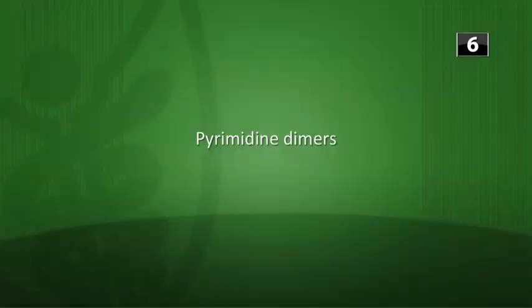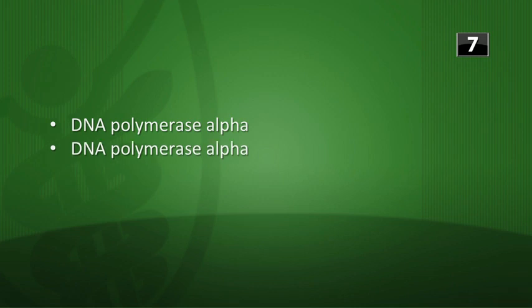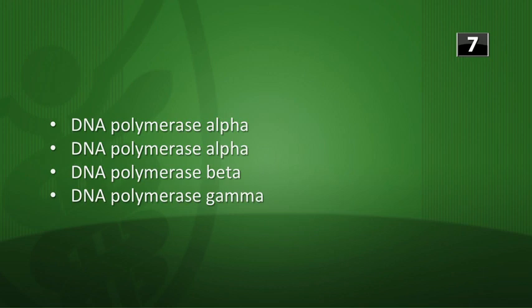Next, how does UV light damage DNA? It causes those pyrimidine dimers on the same strand of DNA, usually thymine to thymine, but it could be cytosine to cytosine. And the last one, what eukaryotic DNA polymerase matches each of the following descriptions? So replicates the lagging strand, that's DNA polymerase alpha. Synthesizes the RNA primer, that's also DNA polymerase alpha. Repairs DNA, that's DNA polymerase beta. Replicates mitochondrial DNA is DNA polymerase gamma. And replicates the leading strand DNA is DNA polymerase delta. So that's it for the end of session quiz. I'll see you next time.